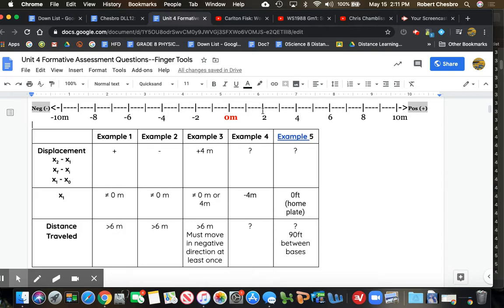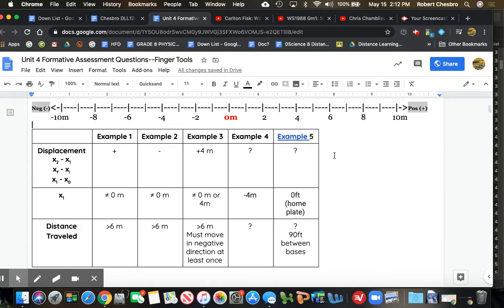So maybe you could start here, you could go 2, 4, 6, 8. So you've moved more than 6 meters. You moved in the negative direction at least once, and you ended at 6 meters. You started at 2, x2, 6 meters, minus x1, 2 meters, gives you a displacement of 4 meters positive. And again, you are more in the positive direction here when you ended than you were when you started.